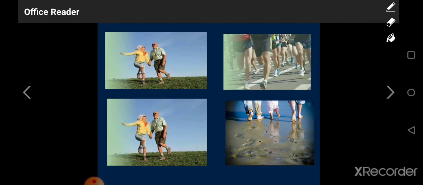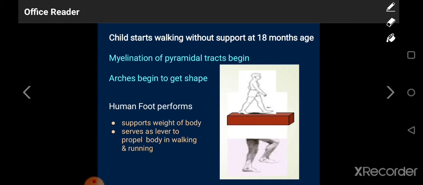Today I am going to tell you about the anatomy of arches of the foot. So, in case of a child, when it starts walking without support at 18 months of age, myelination of pyramidal tracts begins. Arches begin to get shape.